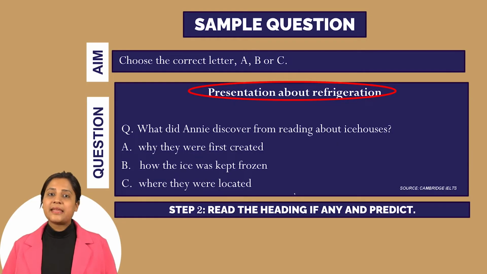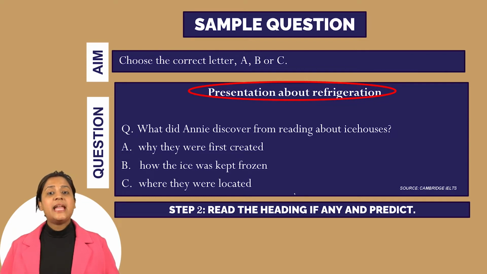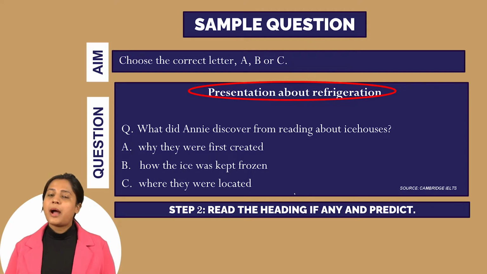The first step is to read the instructions carefully. Second, read the heading if there is one. Once you read the heading, don't forget to predict what could be there in the audio on the same subject. Predicting helps you prepare yourself mentally for the context, resulting in better outcomes. In this sample question, we have the heading presentation about refrigeration. From the heading, we could derive that there is going to be a conversation about freezing stuff or refrigeration.